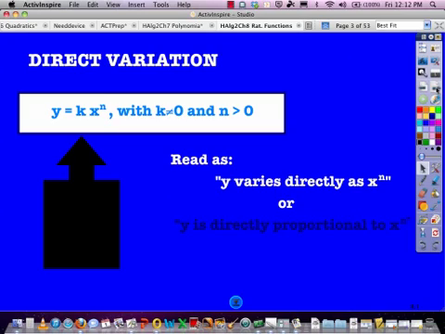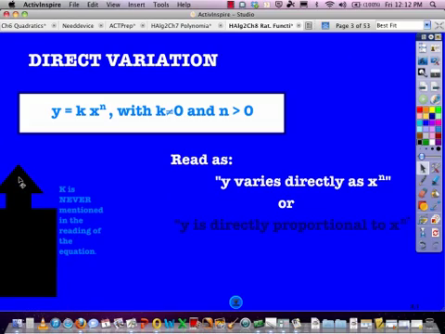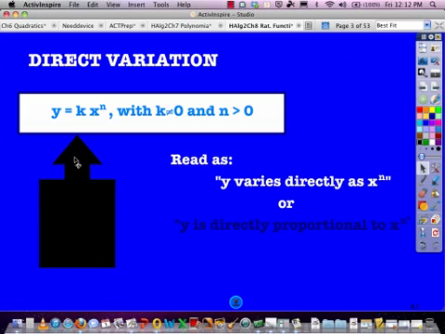Now, one other thing: k is never mentioned when we read that equation. We never said anything about k. K was called the constant of the variation. So you need the constant in order to be able to work any other values of the variation.